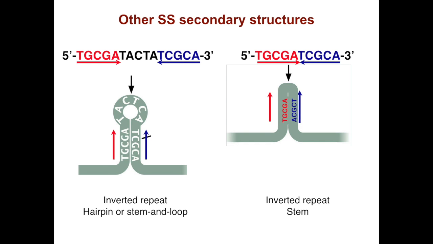DNA can also assume other secondary structures, and this is true of single-stranded DNA. You can have inverted repeats that cause hairpins or stem loops. And you can see two different examples: on the left, an inverted repeat that has a hairpin, or a stem and loop. It's also called stem loops. Or you have an example on the right where you have an inverted repeat where you just get the stem, but there's no loop.